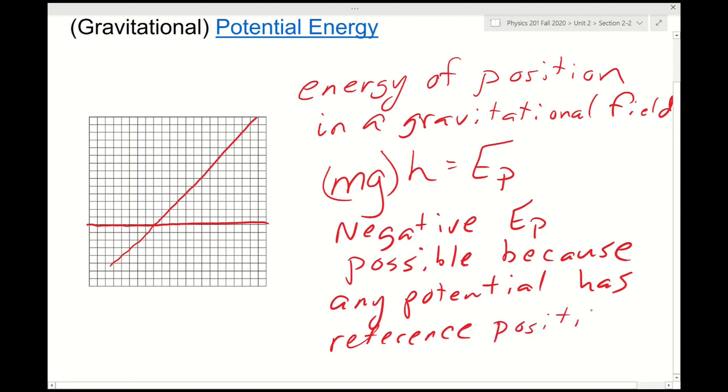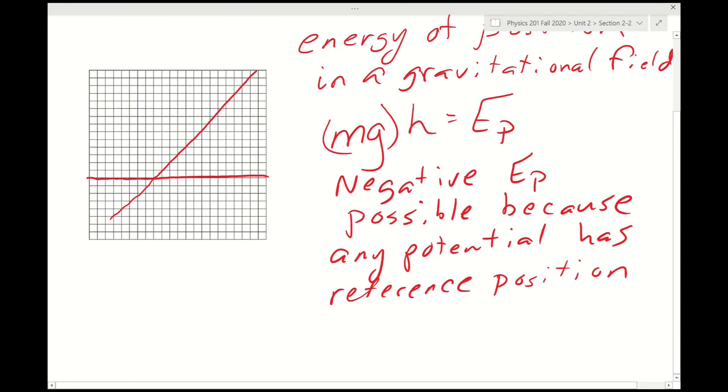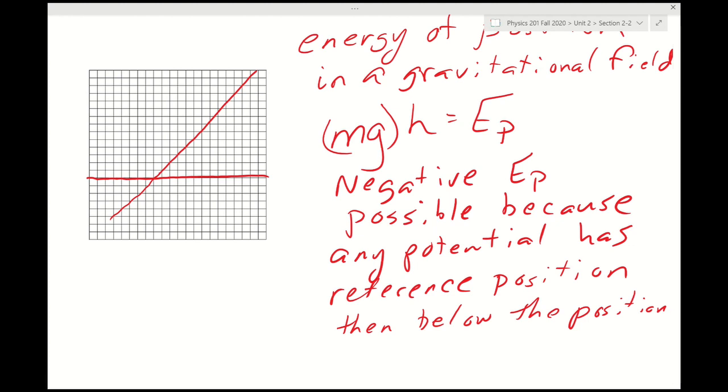And so if we're thinking about gravitational potential, we are below the position. If you were to say, for example, that we were going to measure the position of the ball from the surface of the table. Okay, great. If the ball is on the floor, which is below the table, then that would imply negative potential energy.